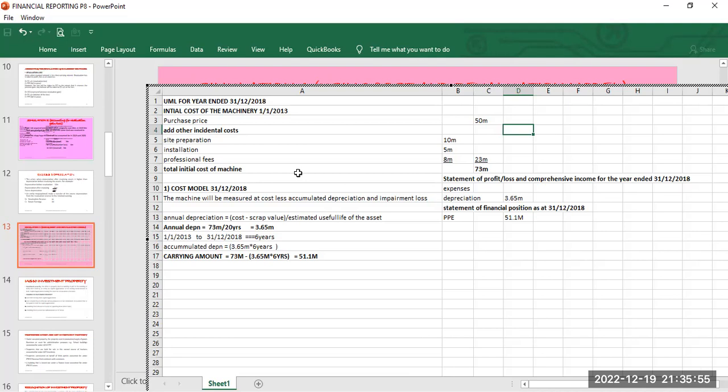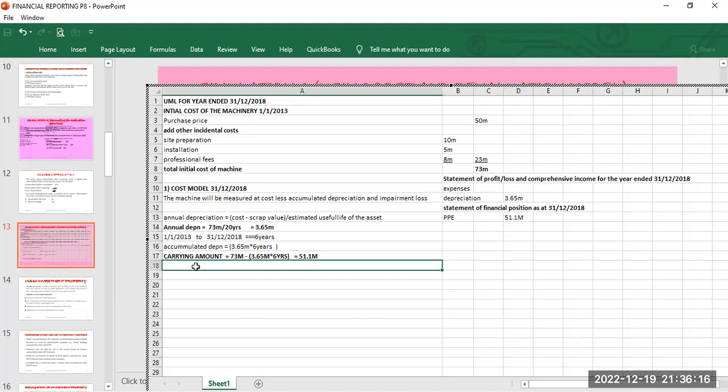So if you don't know what is supposed to be included on the initial recognition of the asset, please, you better not attempt the number, because you'll be computing everything that will not give anything. And that's basically what number 1 wanted us to do.